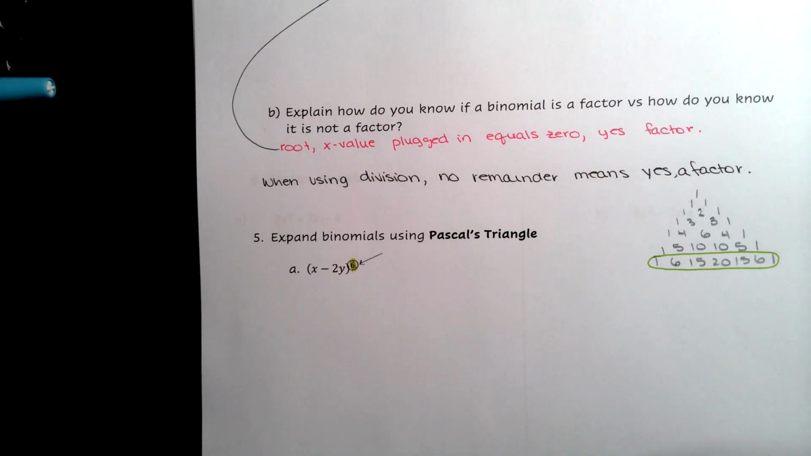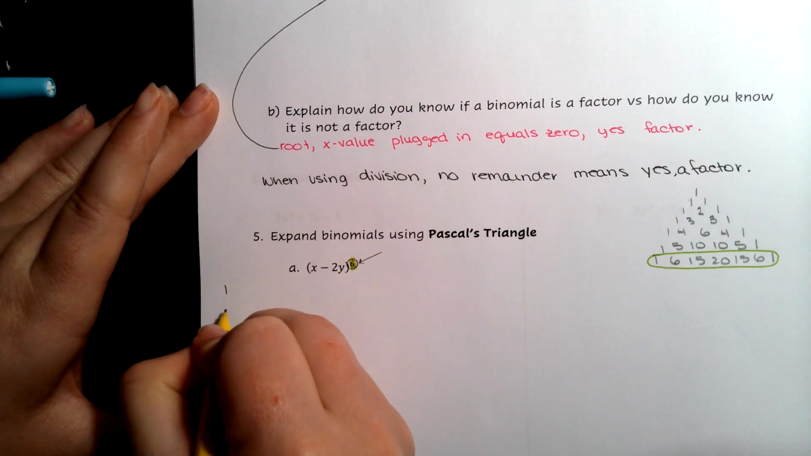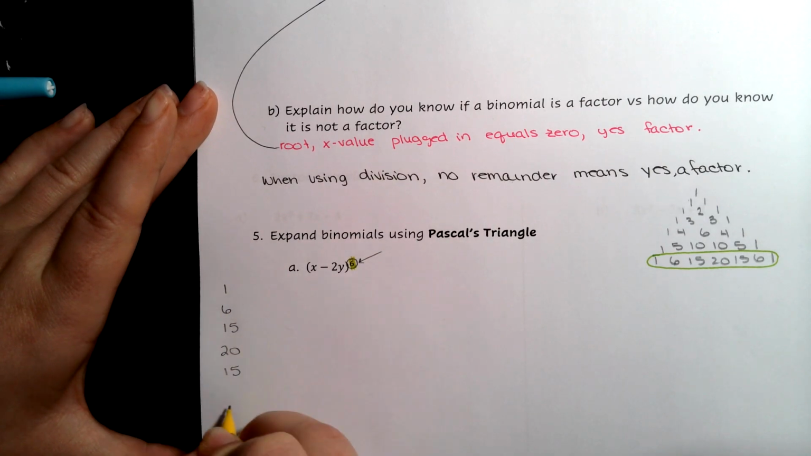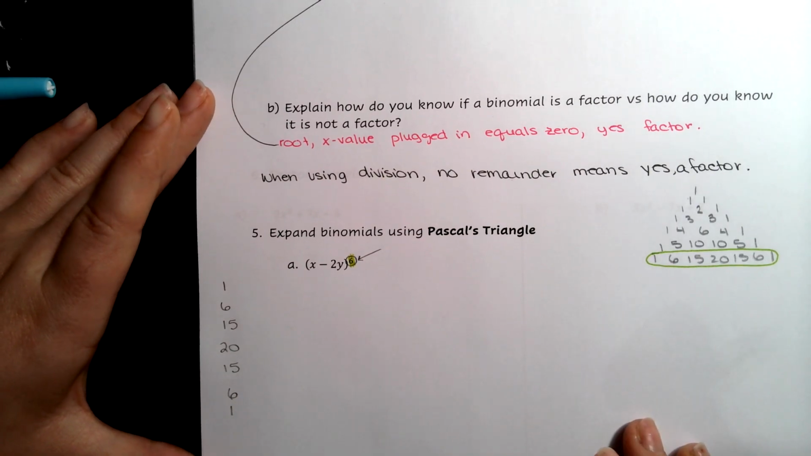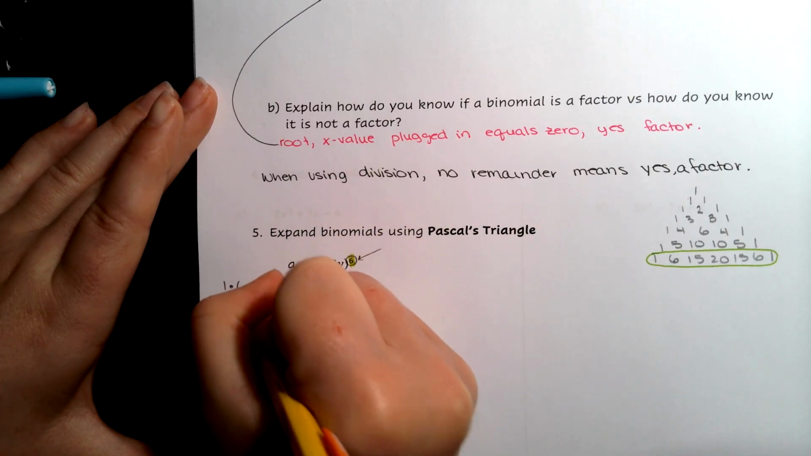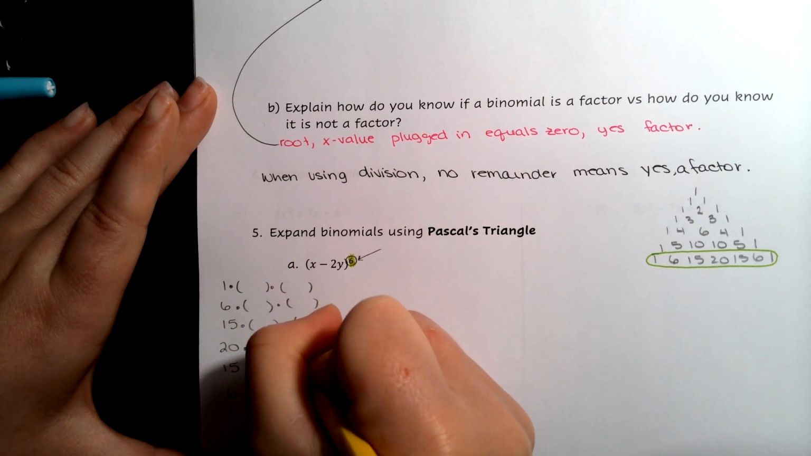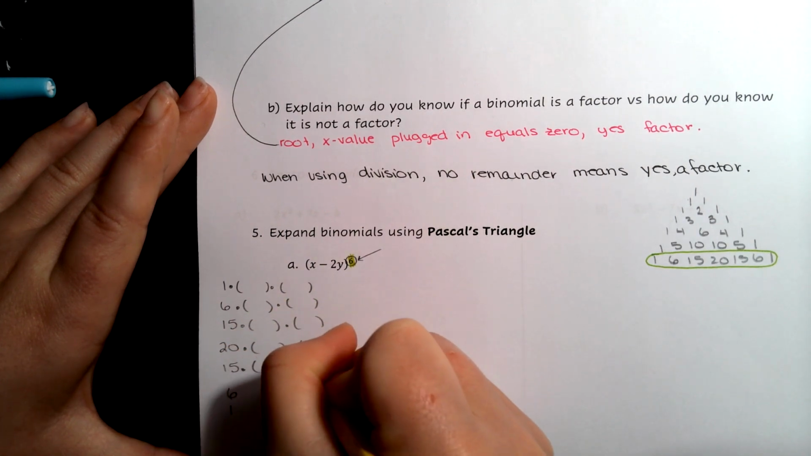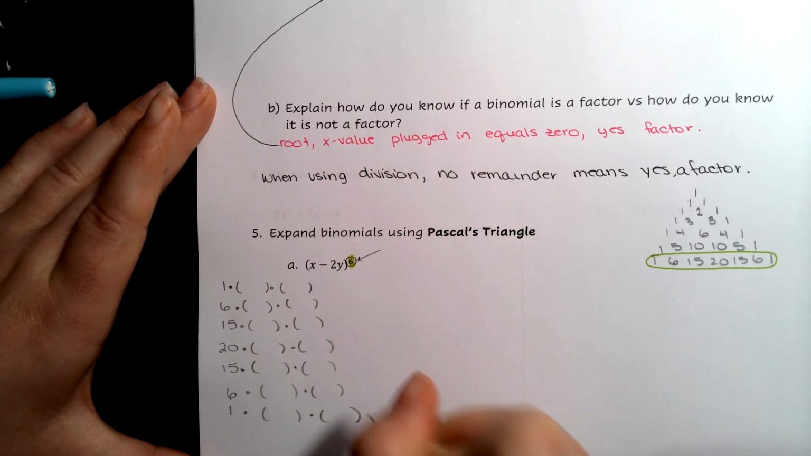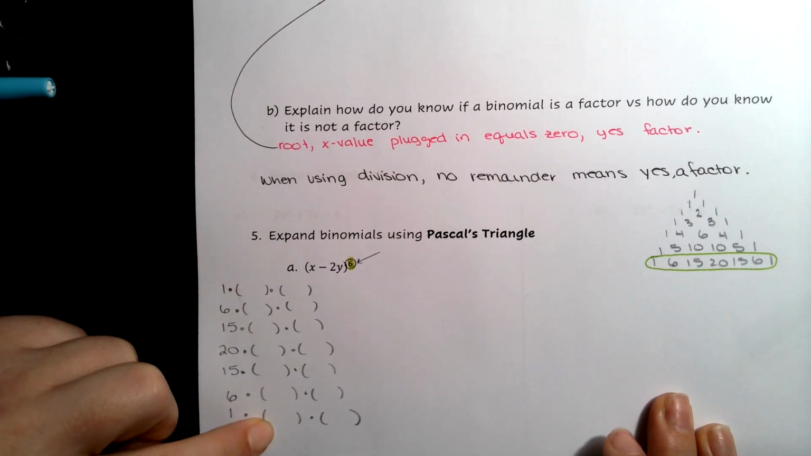After you identify the row, these are going to be your coefficients. So you're going to have 1, 6, 15, 20, 15, 6, and 1. Okay, you're going to open up 2 parentheses. We call them bubbles, 2 bubbles next to each one. Okay, on your first parentheses, working your way down.